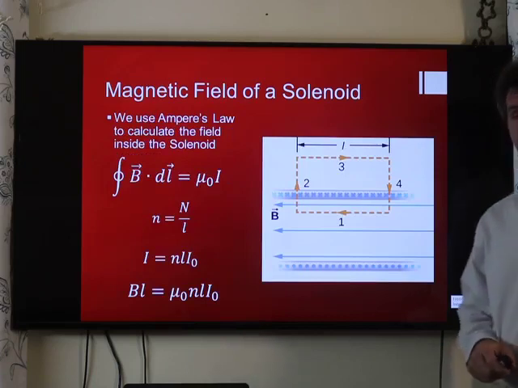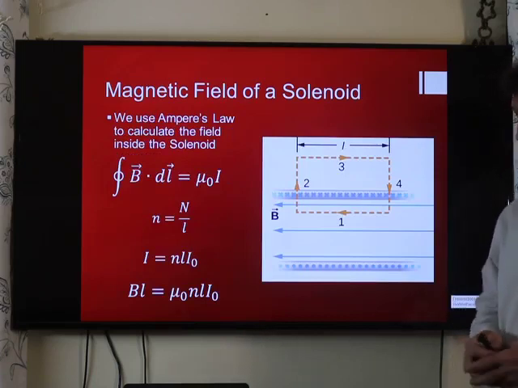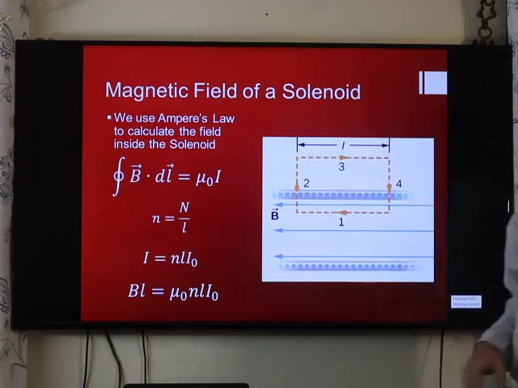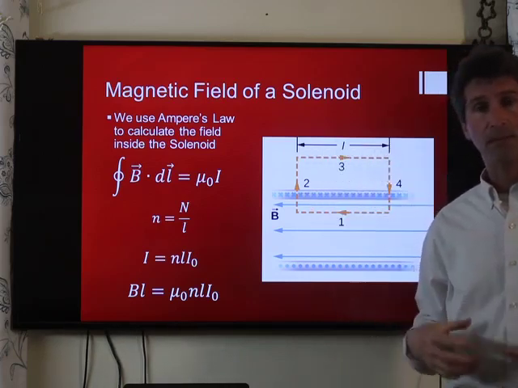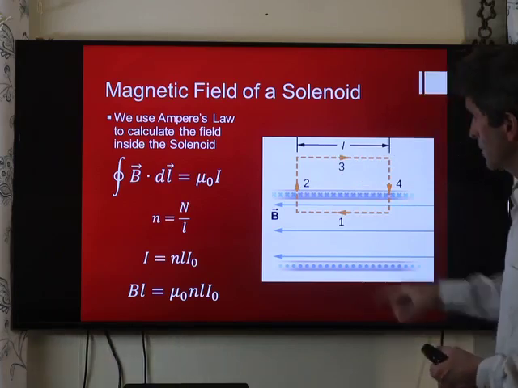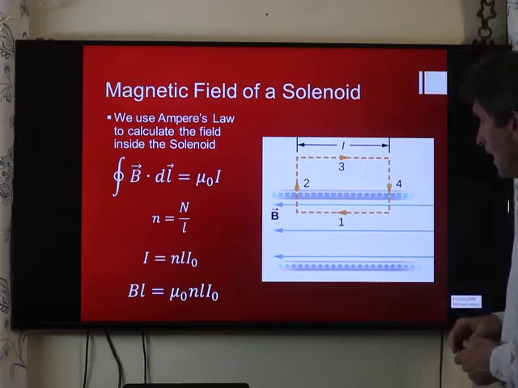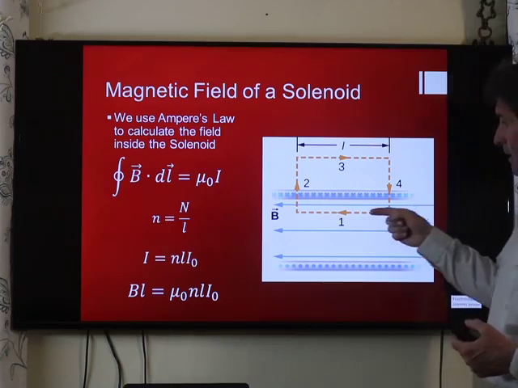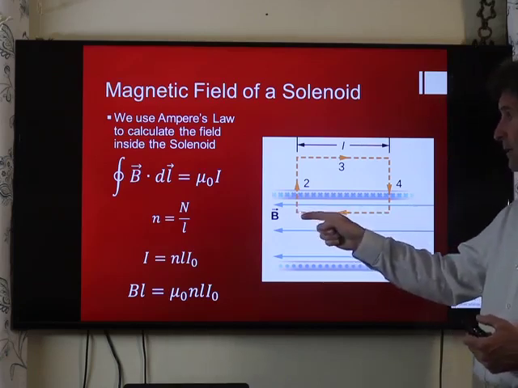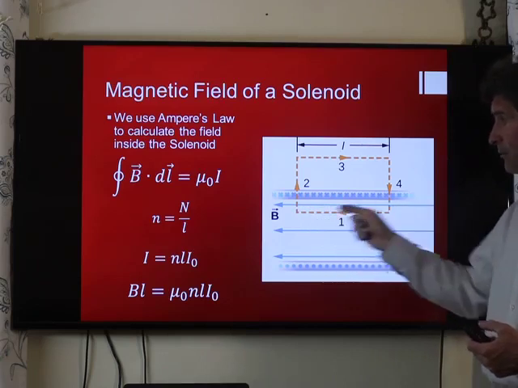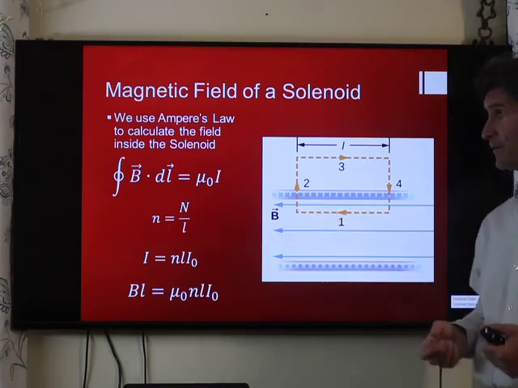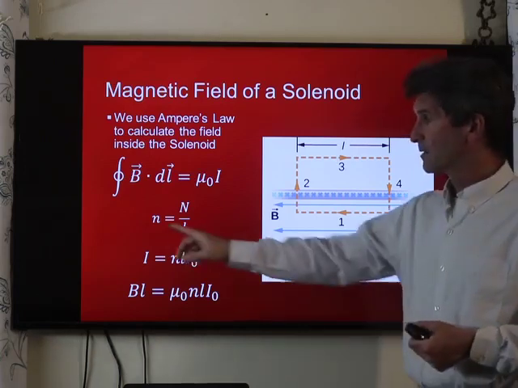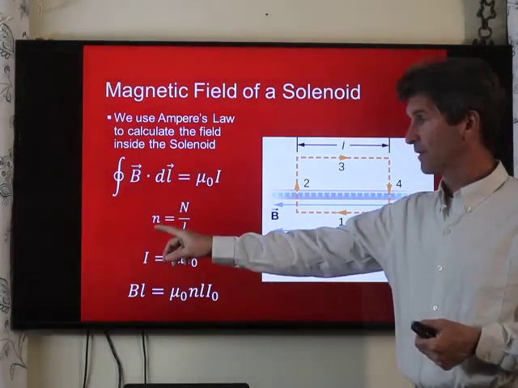In using Ampere's law to solve for the magnetic field, we can again take a path. Instead of using a circular path like we did around a single wire, we're going to use a rectangular path here, and we are going to basically say that here the magnetic field, integrated with the length, is going to be equal to mu 0 times I. So now let's define something else.